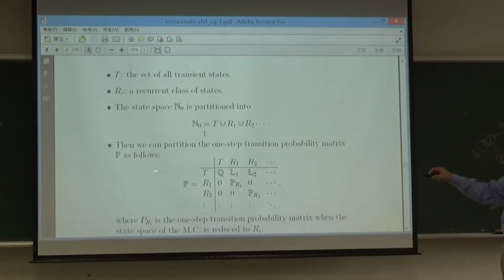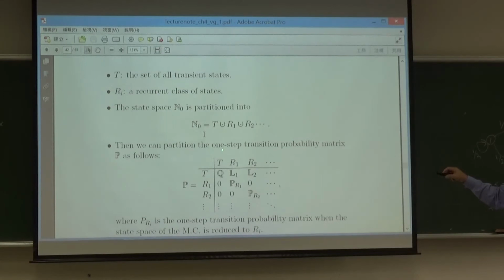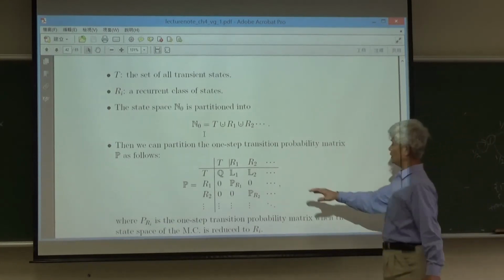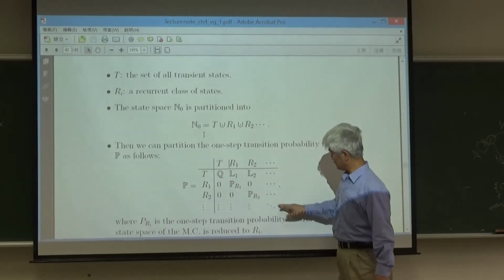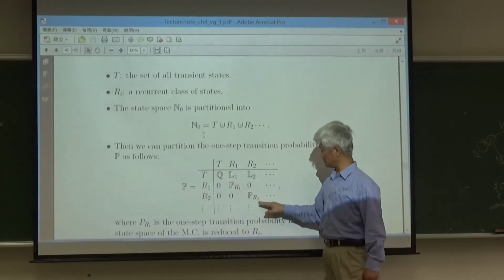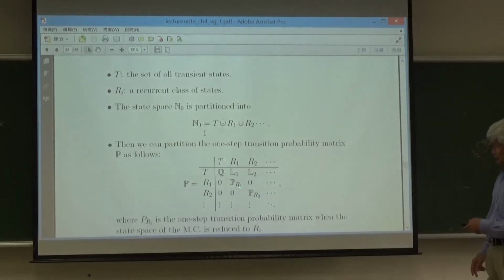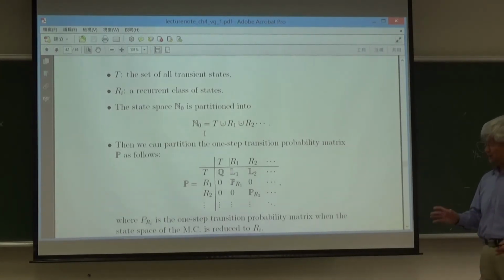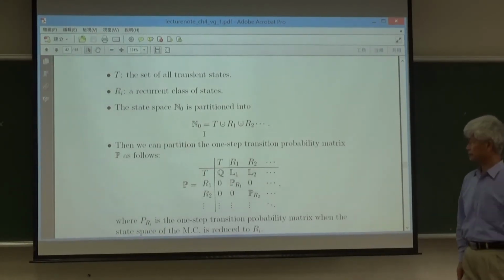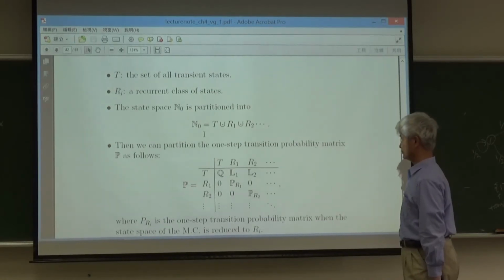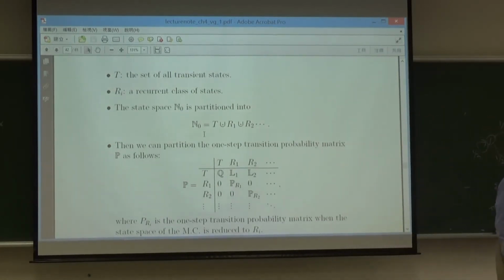So after this arrangement, the one-step transition probability matrix looks like this. There are many zero blocks here, and only diagonal blocks that are non-zero. Each diagonal block is actually a transition probability matrix. Okay, so this is the picture we have.